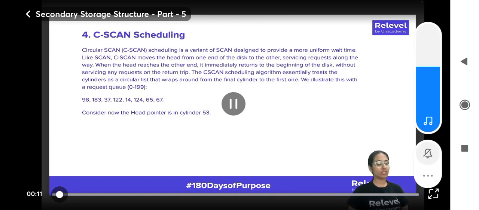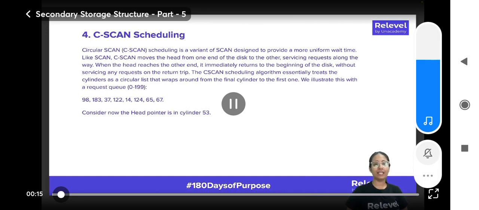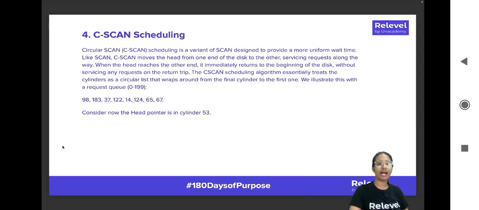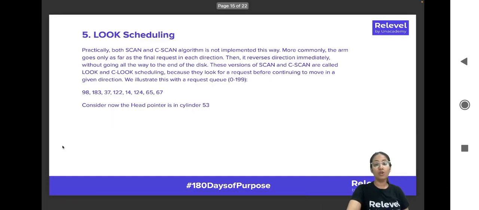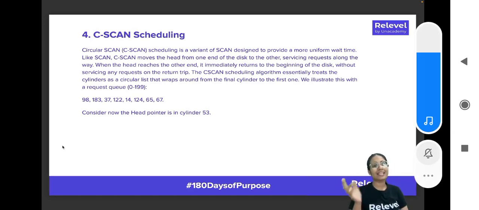So in this video, we are actually going to talk about the C-scan scheduling algorithm, and after that, we will talk about the look scheduling. Okay, so before actually understanding C-scan scheduling, we'll quickly take a rewind and understand scan scheduling.